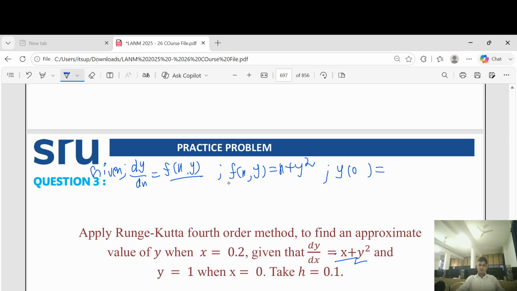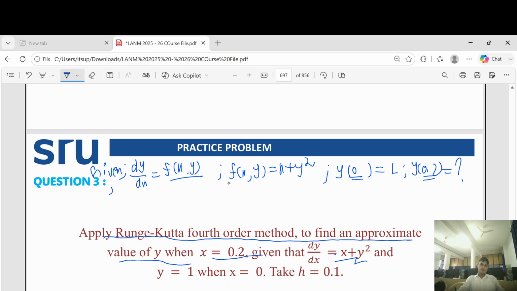y at 0 is equal to 1, and we find y at 0.2. Apply the Runge-Kutta fourth order method to find an approximate value of y when x is equal to 0.2. It is given that y at x equals 0 is 1. They ask us to evaluate y at x equal to 0.2.